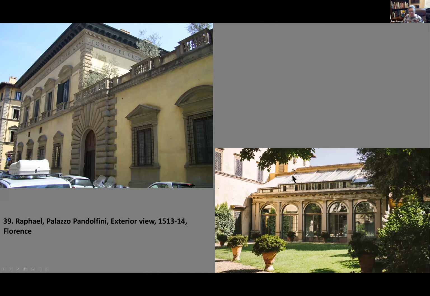The Palazzo Pandolfini, which is going to become very much the type of architecture he will be known for.